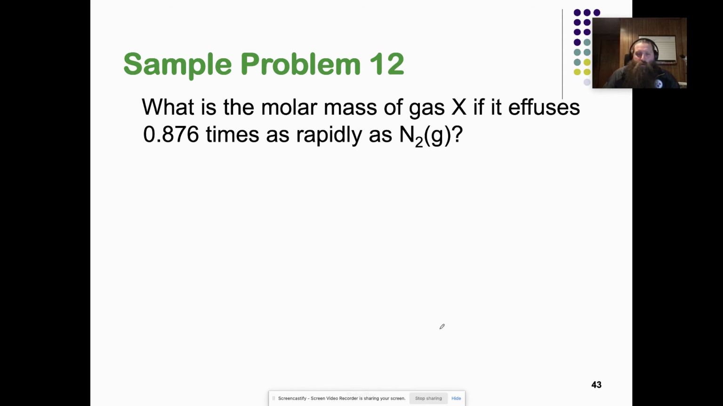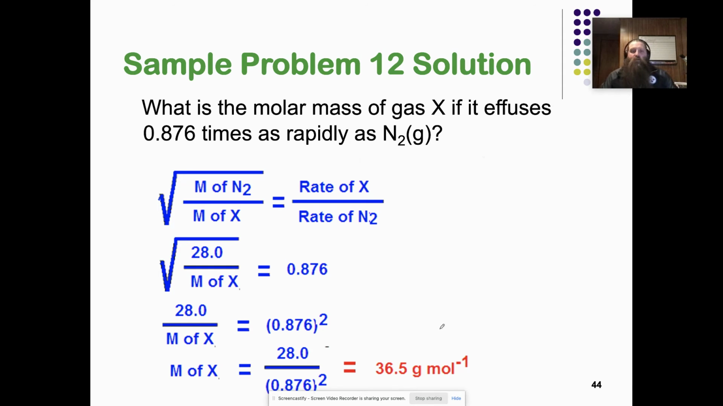Okay, I'm going to assume you paused it. Now it's solved. There it is. So I'm taking the ratio on the right, the rate of X to N2, and I know that that is the molar mass of N2 over the molar mass of X. So I know N2 is 28 grams per mole. I know the rate, it gave it to me, 0.876.